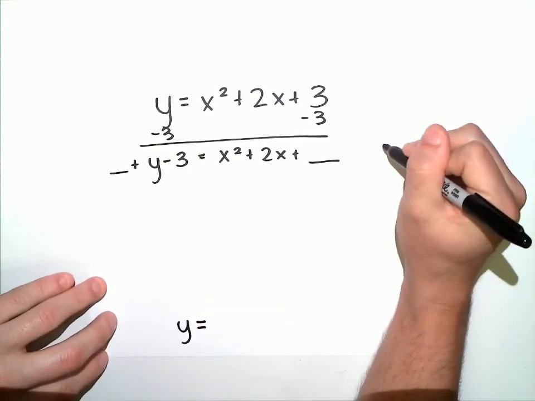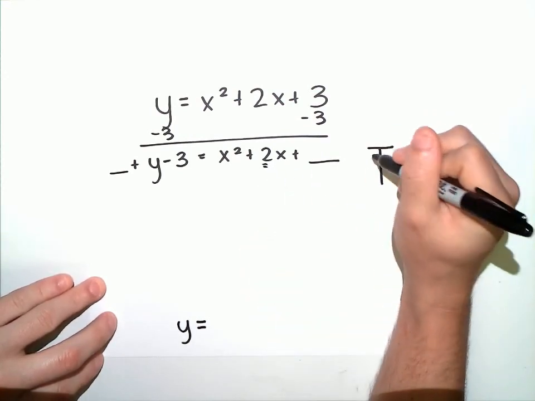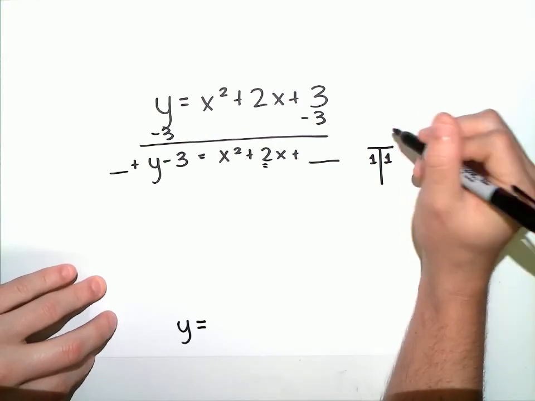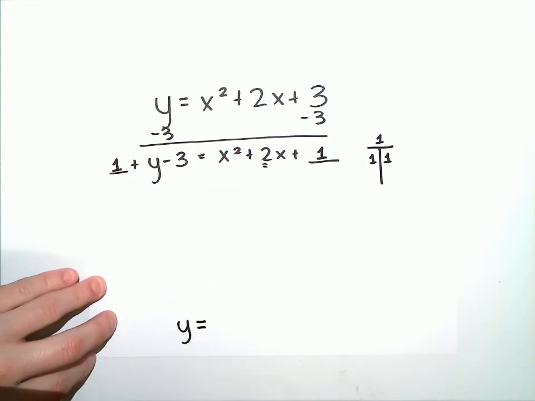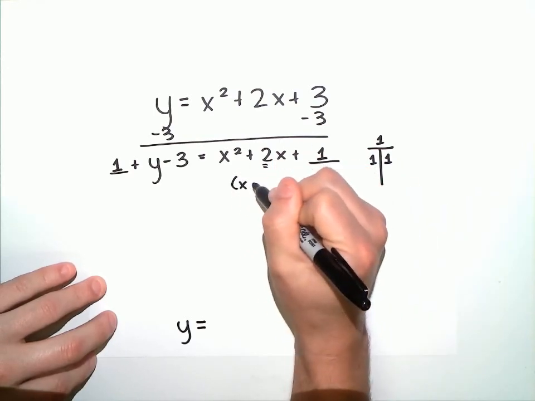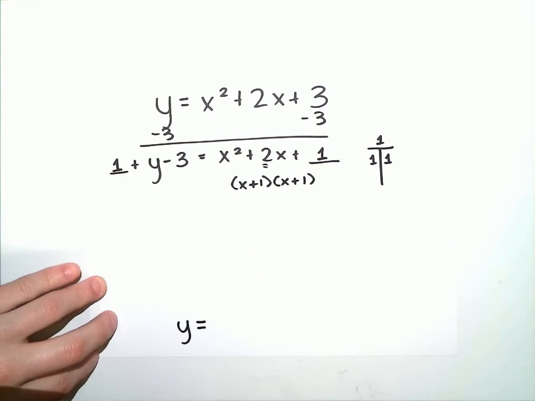All right, so we think about that little t-chart for just a moment, and we're trying to build the number 2, and we're going to build that with 1 plus 1. And 1 times 1 is 1. So the number we're adding to both sides of this equation is 1. We are then going to go ahead and use our t-chart to write this as (x plus 1) times (x plus 1). So that's us factoring here.